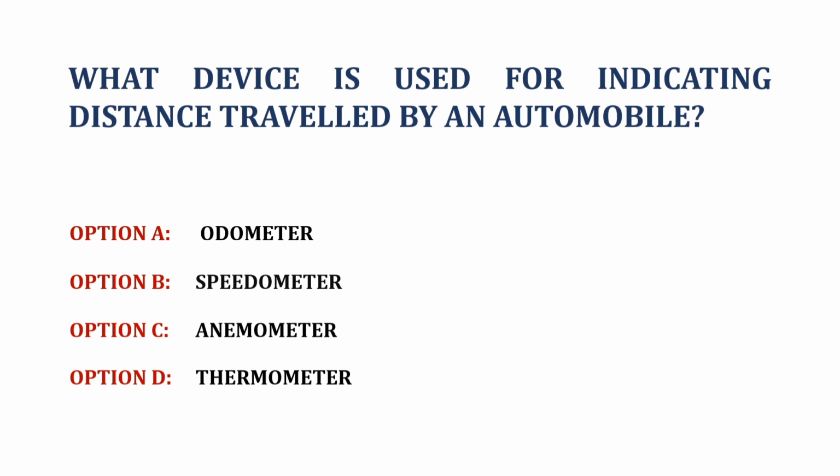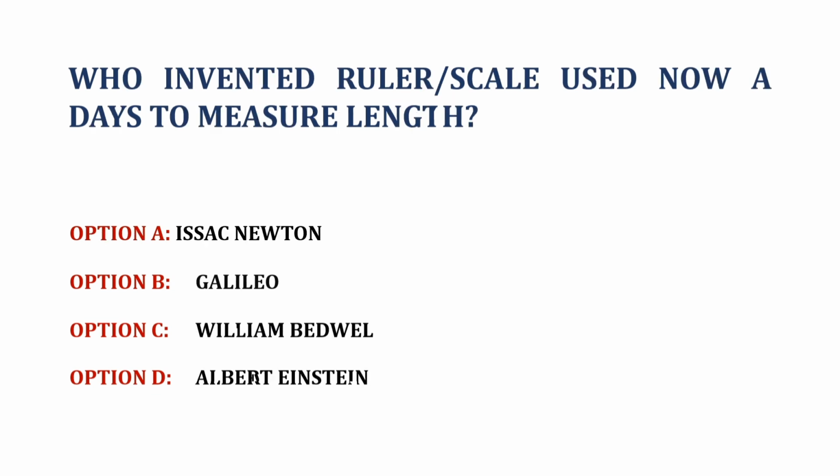What device is used for indicating distance traveled by an automobile? Option A, odometer. Who invented the ruler or scale used nowadays to measure length? Option C, William Bedwell.